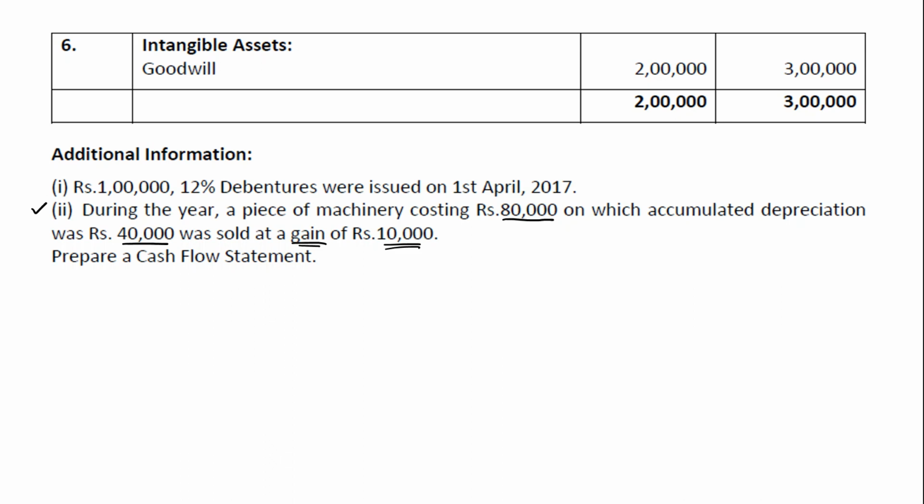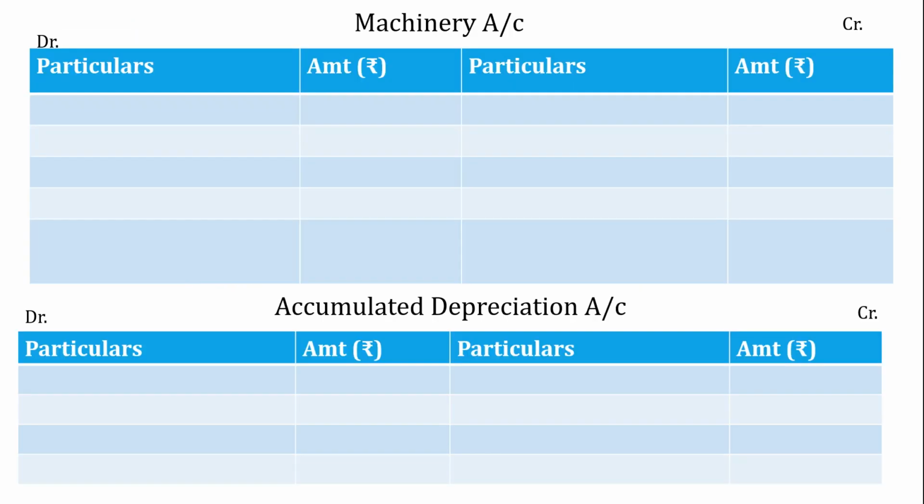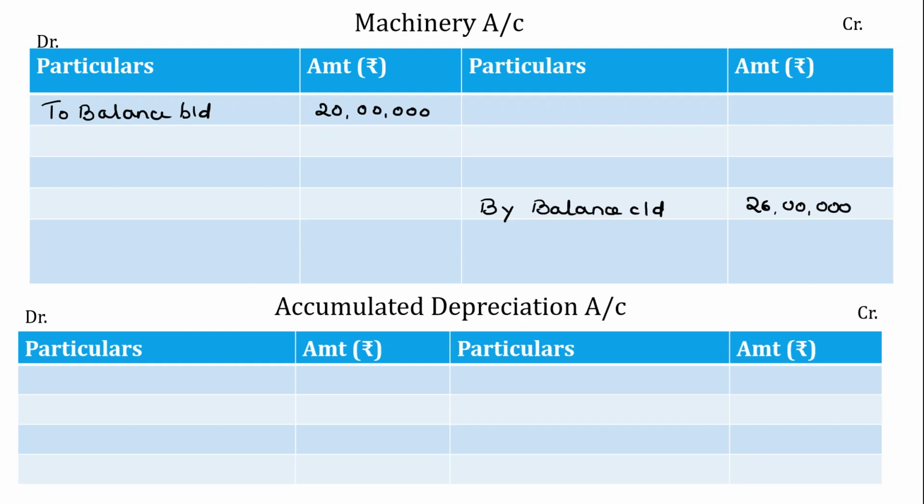Now let's start. Before that, let us go through this machinery account, opening balance 20 lakh, closing 26. So prepare a format for the machinery account. In the machinery account, the opening balance is written on the debit side as to balance brought down 20 lakhs. And the closing balance would be written on the credit side as by balance carried down 26 lakhs. Now for the accumulated depreciation account, look here. The opening balance was 1 lakh, closing was 2 lakh. So let's fill in that.